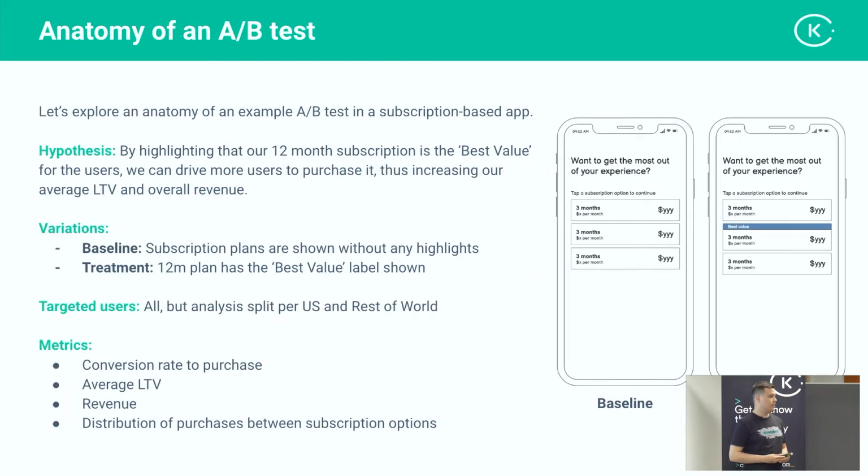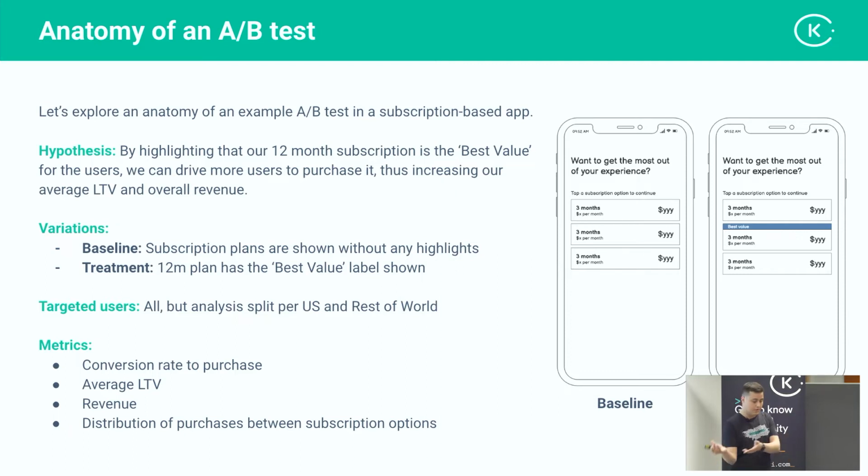So before I dive into the analysis portion of the A/B tests and the best practices, let me just give you one clear example of a change that's worth A/B testing. So let's say you're building some subscription-based application. You have a couple of subscription plans that you want to offer, and you have the hypothesis that by highlighting the 12-month subscription plan, you can drive more users to purchase it and thus increase your average LTV, which is lifetime value, and overall revenue that you're bringing in.